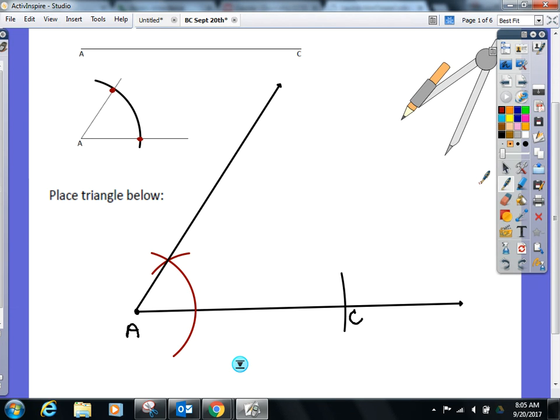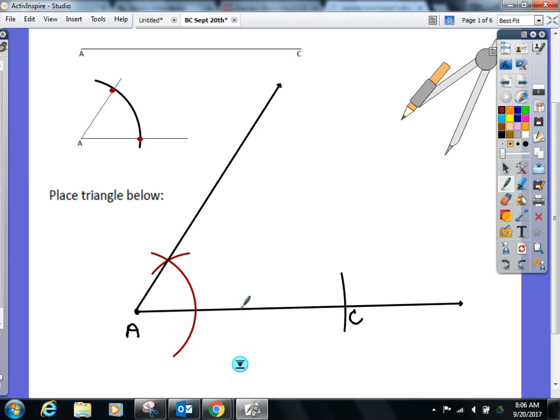What's the only thing I have left? I have AC on my triangle. I have angle A. The only thing I still need is side AB. Now I'm going to make you think. Where on this diagram do you think I'm going to put side AB? It's got to be a triangle. Does it make sense to put AB down here? No, I'm not going to have three sides. Where do you think I'm going to copy AB?